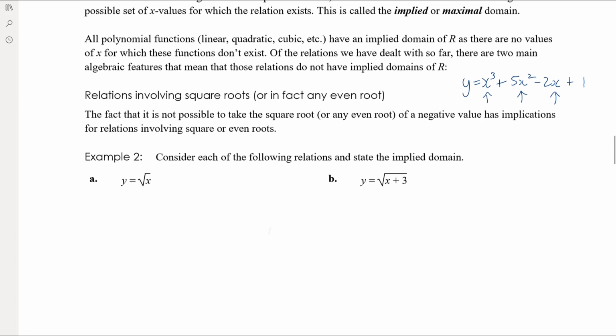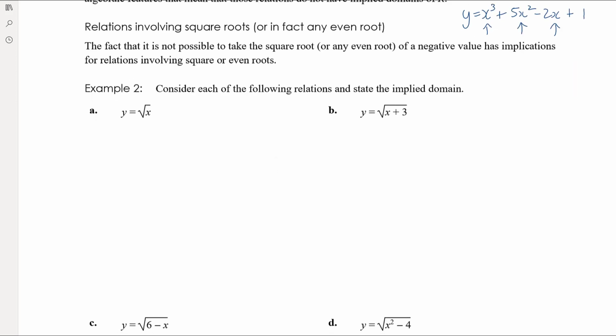The reason we get a restriction when we have a function involving a square root is because it's not possible to take the square root of a negative value. So square root of -5 is undefined. It does not exist in the real number system, and we're only dealing in the real number system. So if we have a square root in our equation, whatever is underneath the square root has to be positive for that function to exist.